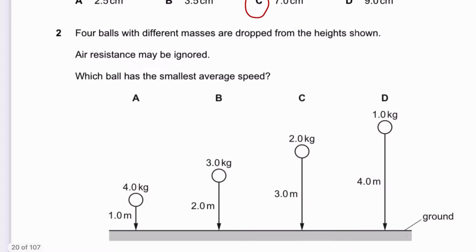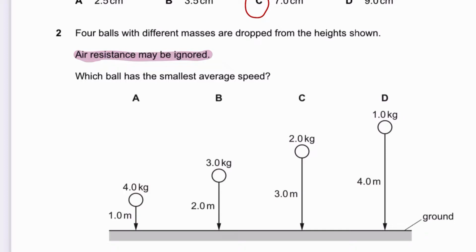Question 2. 4 balls of different masses are dropped from heights shown. Air resistance may be ignored. This is an important sentence. Which ball has the smallest average speed?